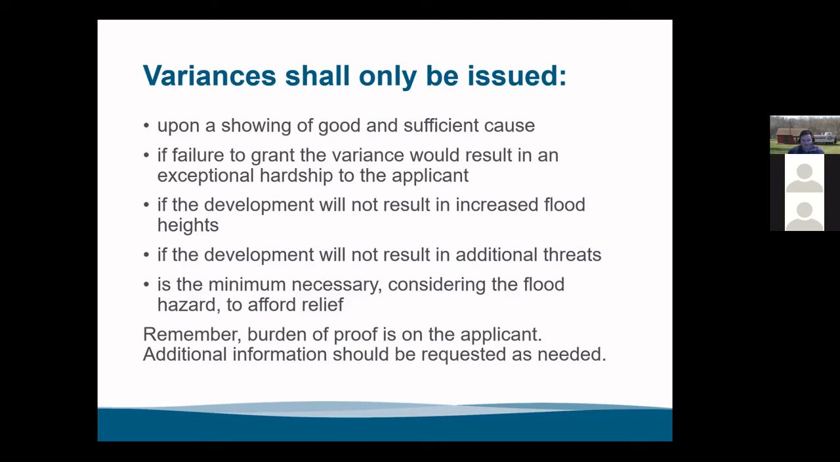But variances can only be issued upon a showing of good and sufficient cause by the applicant, if failure to grant the variance would result in exceptional hardship to the applicant, if the development will not result in increased flood heights, and if the development will not result in additional threats, right? So it doesn't contain any volatile materials or toxic materials. Is it the minimum variance necessary to afford relief? And again, the burden of proof is going to be on the applicant. So if you need additional information to help you make any of these determinations, it should be requested from the applicant.